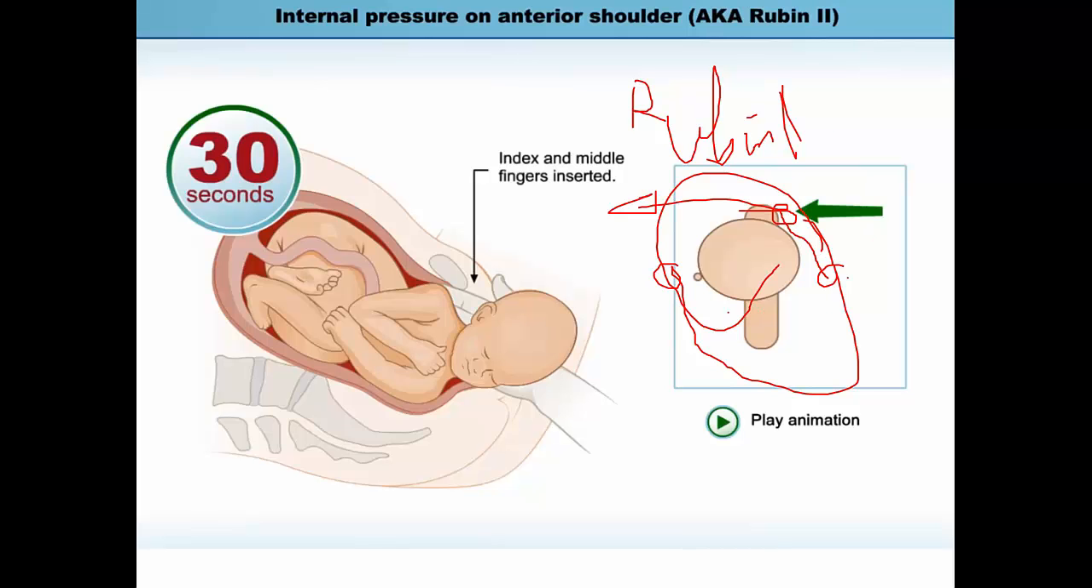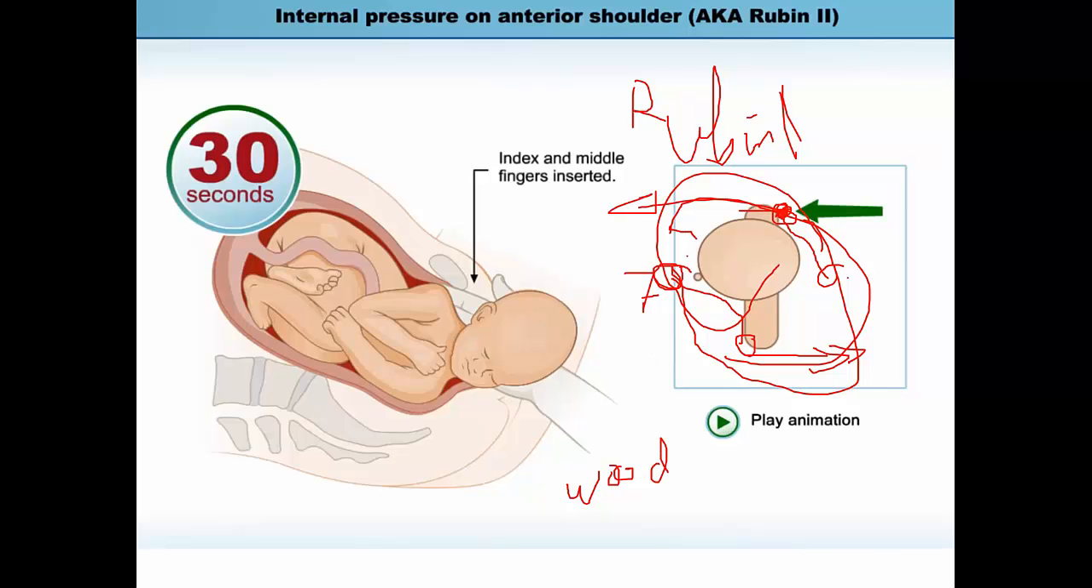If failed, insert your left hand, while your right hand stays in the same position of Rubin 2. Insert your left hand at 7 o'clock and pass through the chest to reach the anterior aspect of the posterior shoulder and rotate against the Rubin 2. So you can rotate like that. This is the wood screw maneuver.